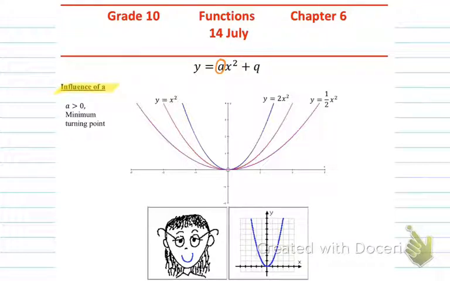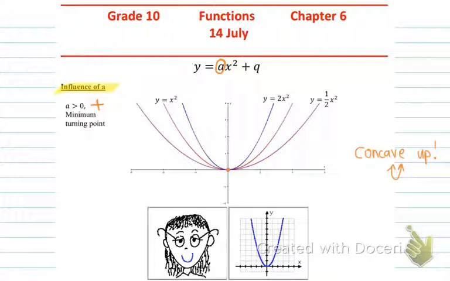When that a is a positive number, a number greater than 0, then I have a minimum turning point, which means the turning point will be at the lowest point on the graph. I also call it concave up, when it is a smiley graph. So a smiley graph, look at this picture of the little girl smiling. When I have a positive a value, I will have a smiley graph.